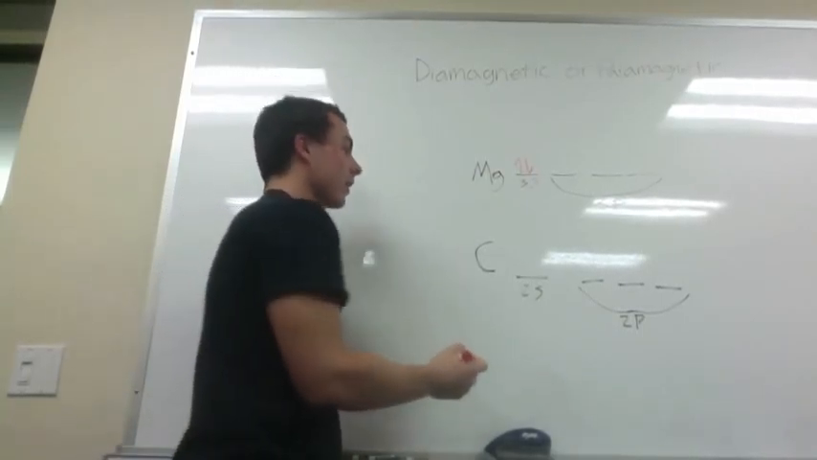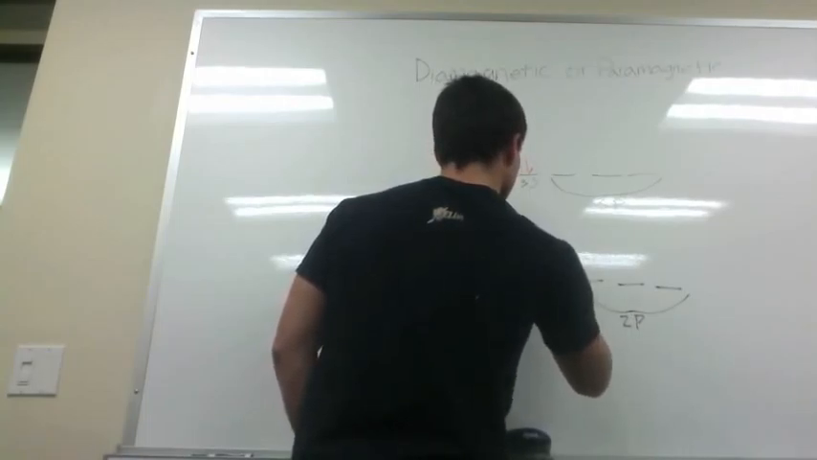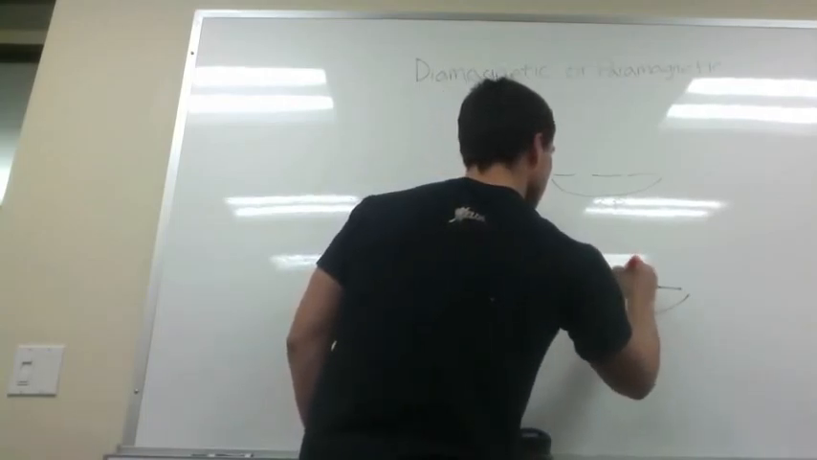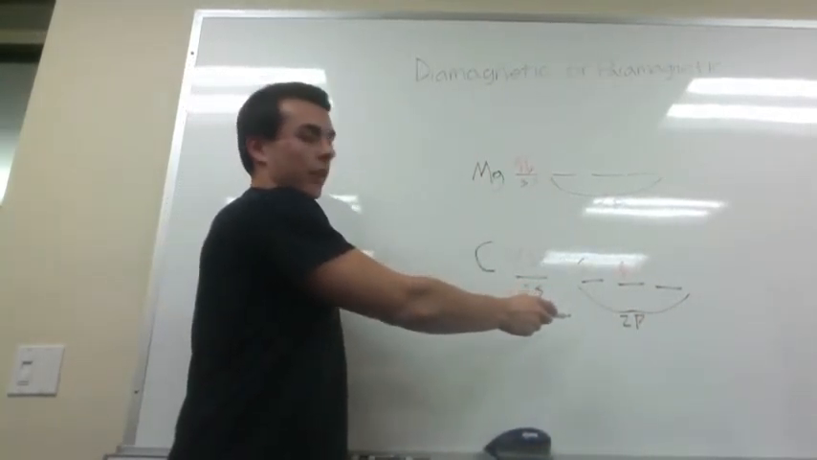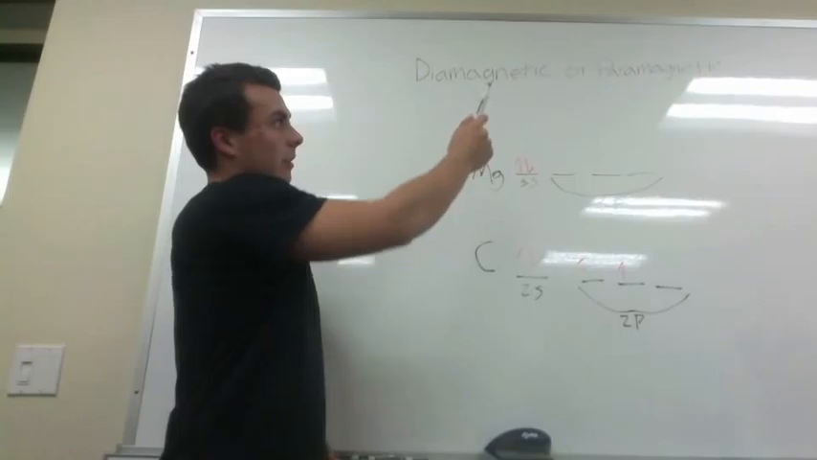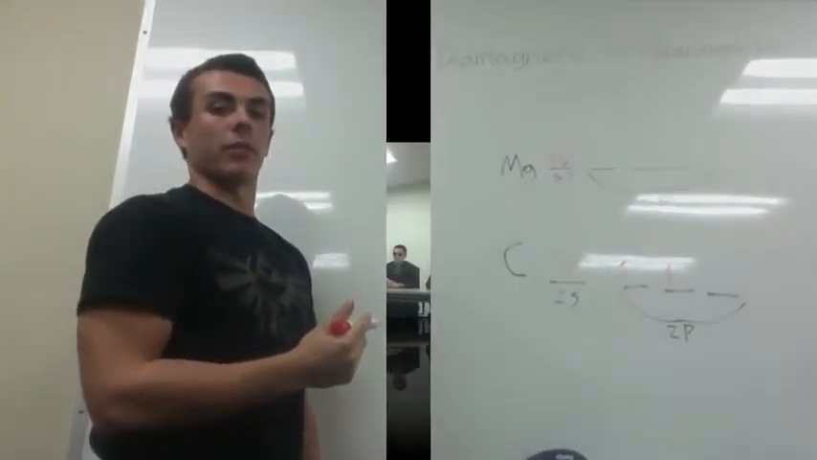Carbon, on the other hand, has 4 valence electrons, thus giving it 2 unpaired electrons in its 2p orbital. This makes it paramagnetic, and it shows the magnetism that it exerts.